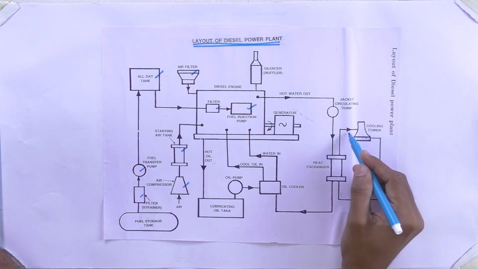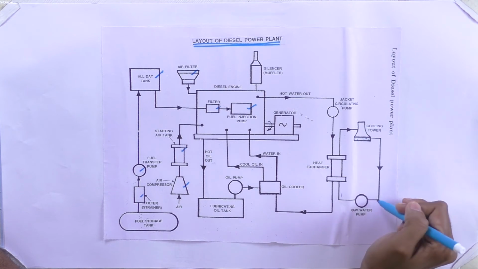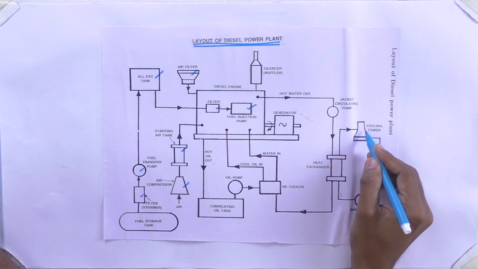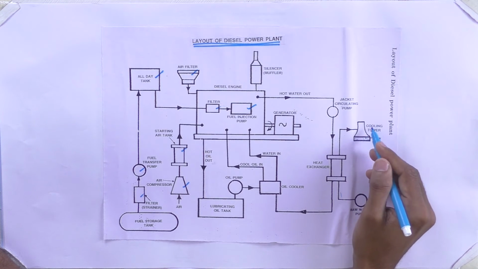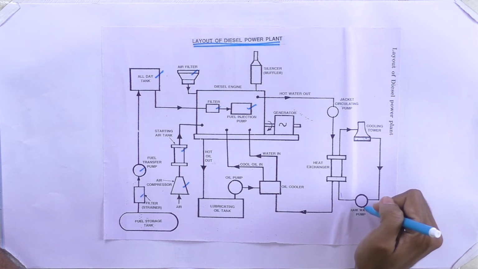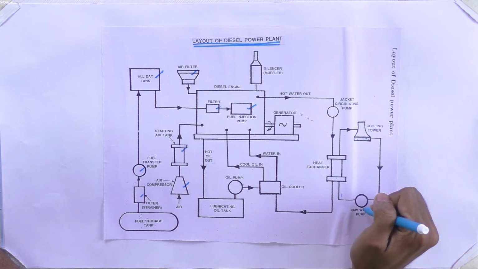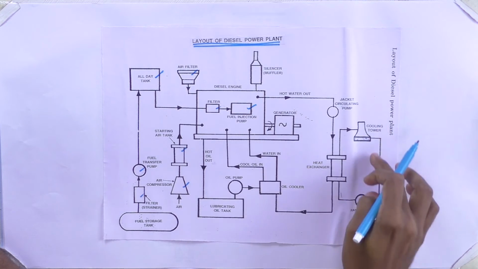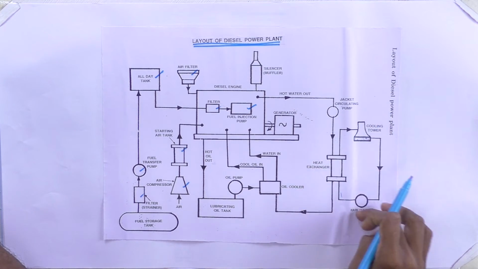So here the hot water again goes to the cooling tower, then what will happen? The cooling tower cools it with the help of atmospheric air, natural flow of atmospheric air, and then it is sent by the water pump to the heat exchanger. This cycle keeps on running.